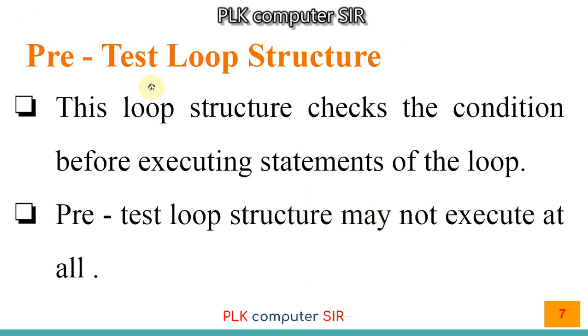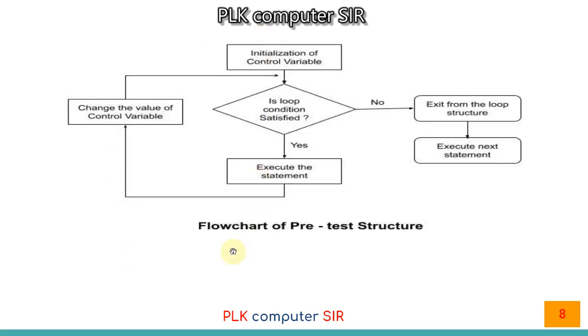Okay, now according to test condition, the looping structure is classified into 2 types. One is pre-test loop structure, another is post-test loop structure. So now, pre-test loop structure. This loop structure checks the condition before executing the statement of the loop. Pre-test loop structure may not execute at all. Now I am going to explain this point with the help of this flow chart of pre-test loop structure.